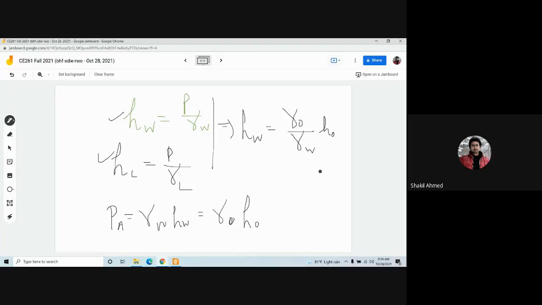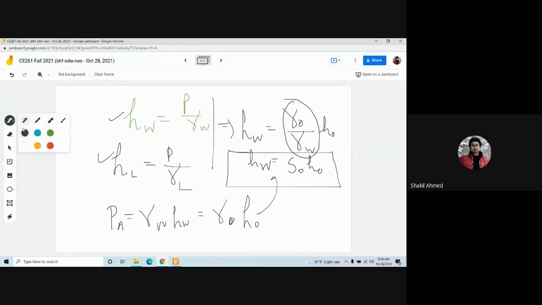Can I write this? Yes, sir. Now this is what? Specific gravity, exactly, of this oil or liquid, whatever you say. So we got this. The relationship between height of water and height of any other type of liquid is this. Remember this. This is very important. We need this.